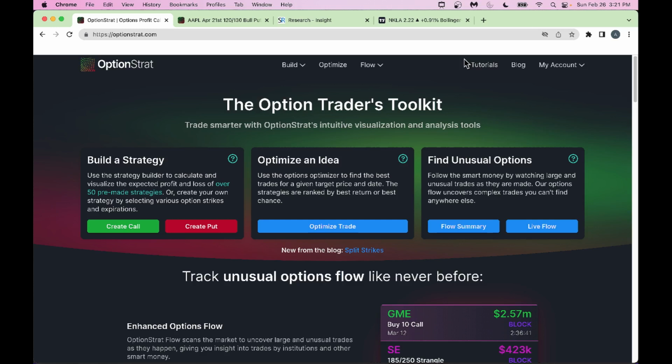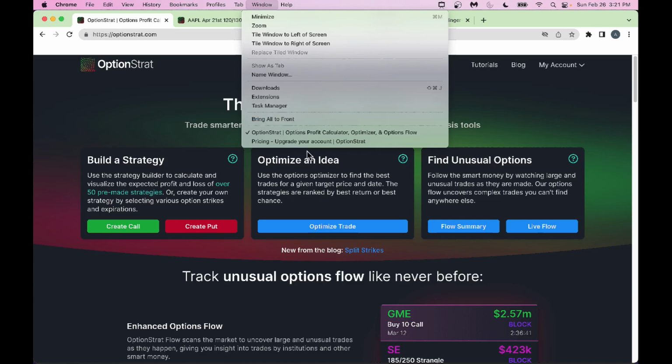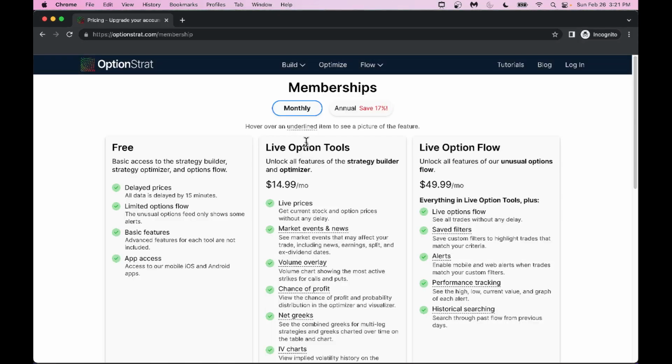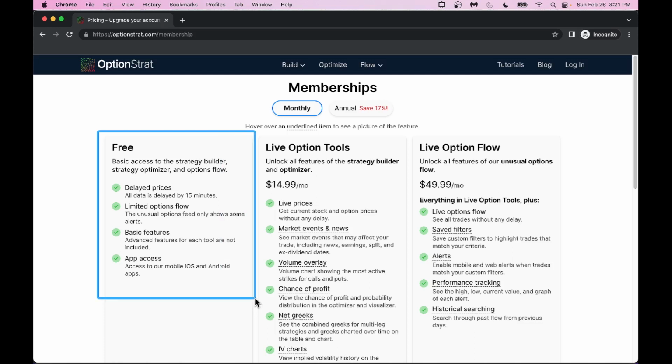I will quickly take you to some of the pricing information in case you are interested, but you don't need to pay money. It's a free platform. You can see here it has got a free plan. You just register with your user ID and password. You get access to a lot of the great features of Optionstrat. With the free plan, you'll get delayed prices up to 15 minutes, limited option flow, basic features, and so on and so forth. It's a great start.